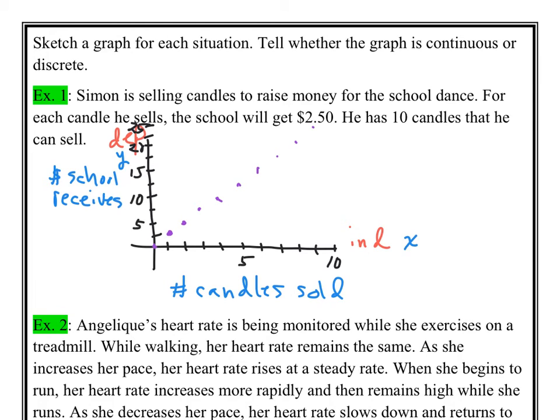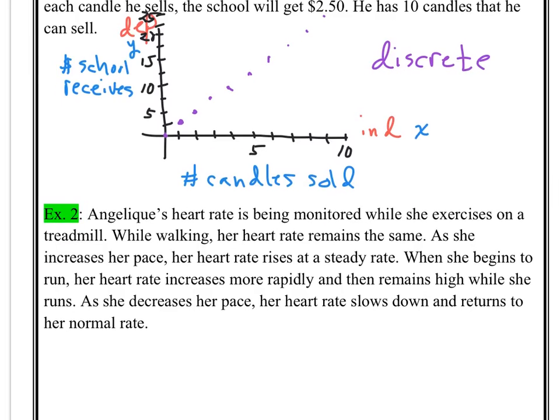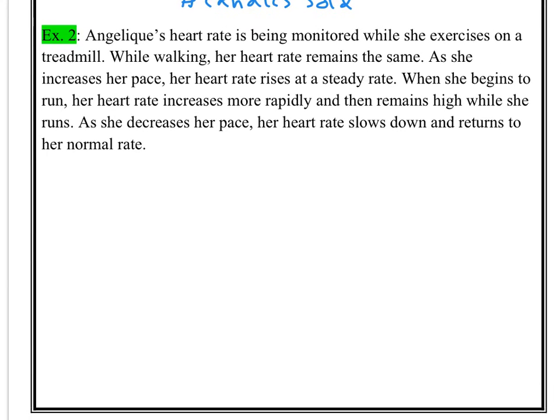So this is a discrete graph. Whoops. Let me get my pen. So let's look at the second situation. Angelique's heart rate is being monitored while she exercises on a treadmill.